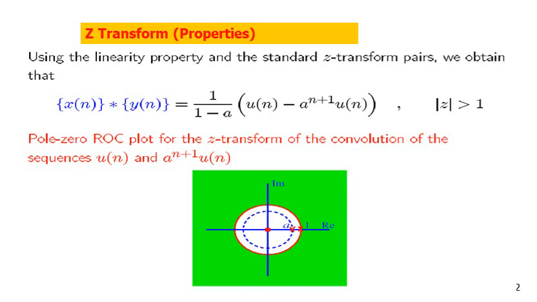The two poles are at z equal to 1 and z equal to a, as shown in the figure, and the two zeros are at the origin, and the overall ROC is |z| greater than 1. This ends the recap of all the properties of the z transform. Now we will move to the recap of ROCs of different types of z transform.